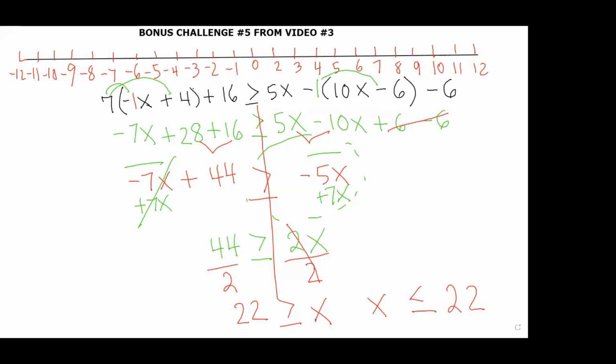And so this final answer was exactly the same. I had the right answers, just the route of going to get to the answer was not the way I taught you. So anyway, this is your correct answer for the bonus problem that was on the last video. And it is x is less than or equal to 22. So if you got that, give yourself a round of applause.